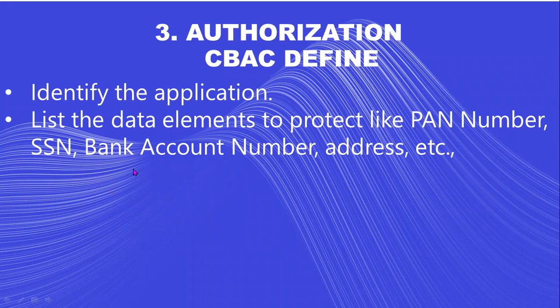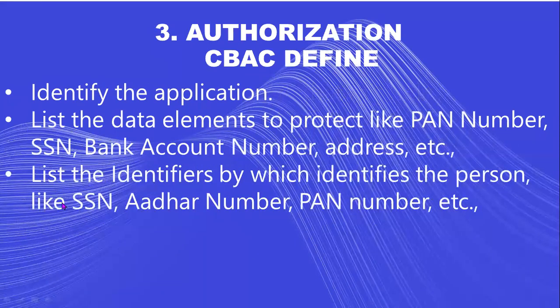And we need to list the data elements to protect, that is, which information you want to protect. For example, PAN number, SSN, bank account number, address, things like that. After listing, list the identifier which identifies the person. If you have customers, how are you going to identify each customer? Like the customer ID, or by email ID, social security number, PAN number, or Aadhaar number.